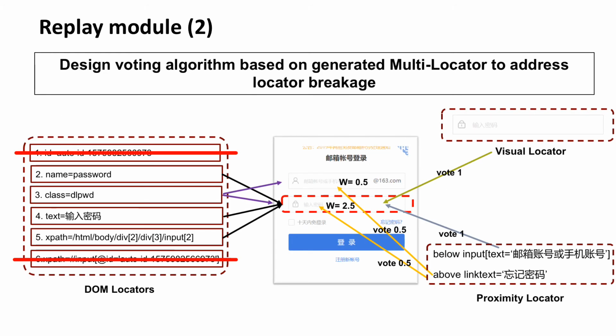To repair locator breakage, we design a novel voting algorithm based on the generated multi-locators. Firstly, DOM locators will determine the candidate target elements. In this example, DOM locators will first find two candidate targets, and then visual and proximity locators will vote on them. Finally, the candidate element with the highest voting value will be selected as the target, and the locators which find the wrong target will also be updated.